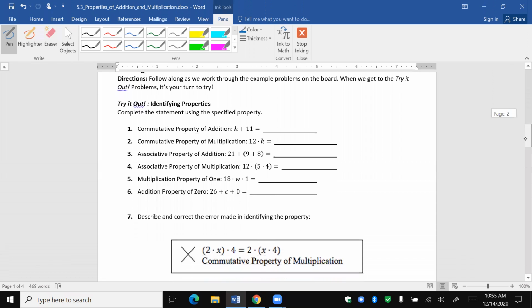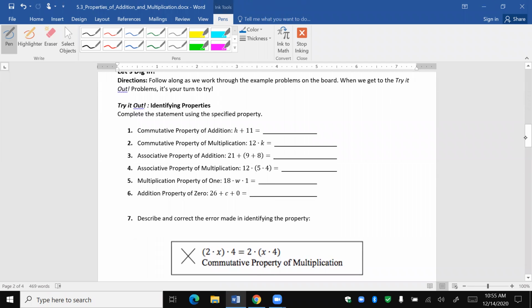All right, our next example, so these ones, you're just going to use those properties. So commutative property tells us we can switch the order. So h plus 11 is the same thing as 11 plus h. Commutative property of multiplication, again, just order. 12 times k is the same thing as k times 12. Associative property is when I slide those parentheses over. So instead of doing 9 plus 8 first, I could also do 21 plus 9 and then plus 8.